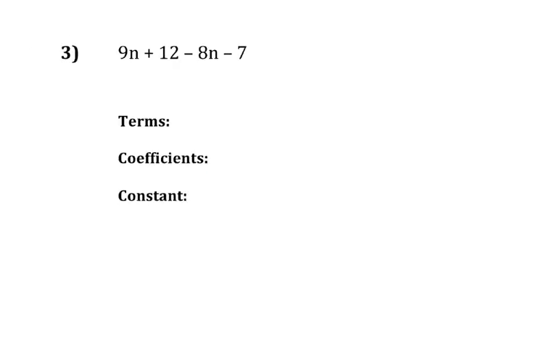Okay, number 3. Can you simplify it? So you're going to look for like terms or anything that you can do. So I see 9n minus 8n. Make sure you pay attention to that sign. So if I have 9n and I take away 8n, I have 1n. And then I have 12 minus 7, that's plus 5. So that's what I'm going to use to answer the question.